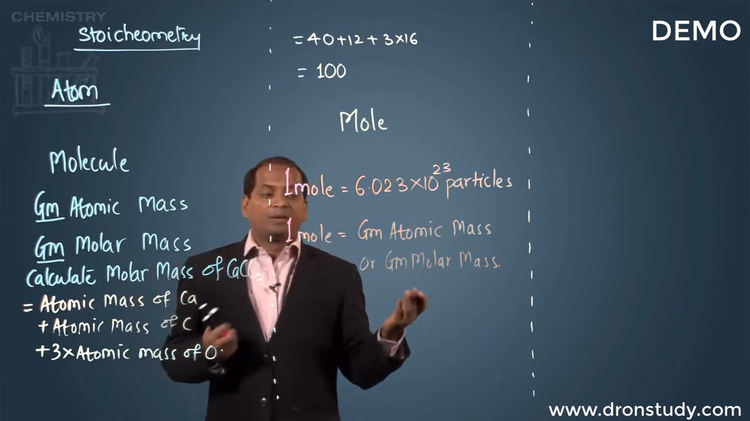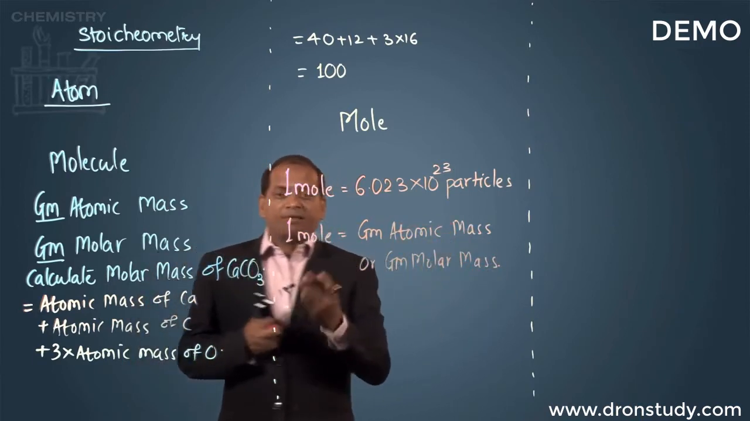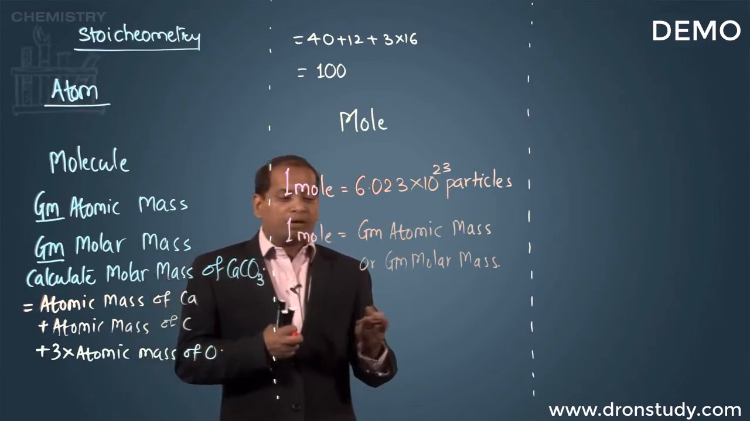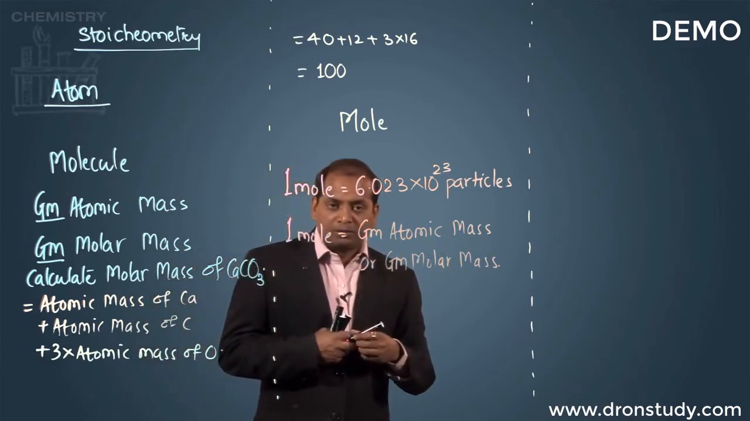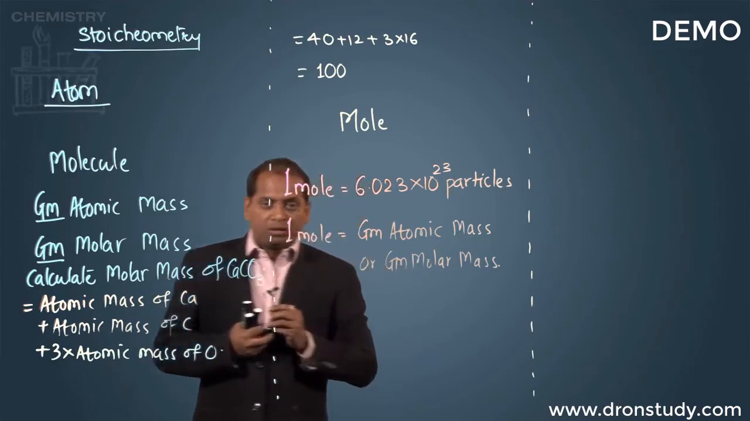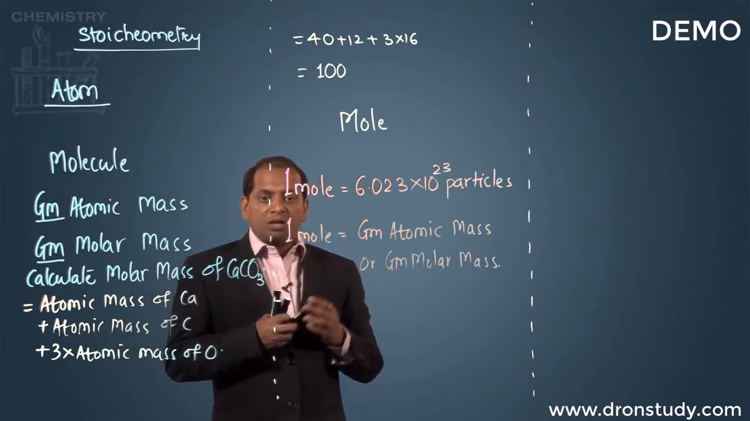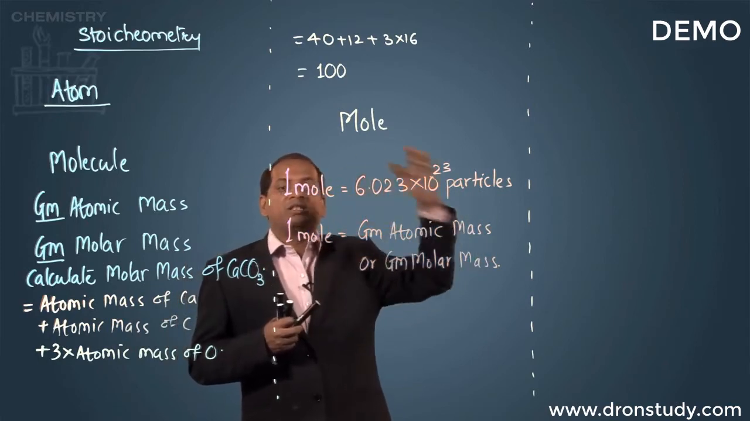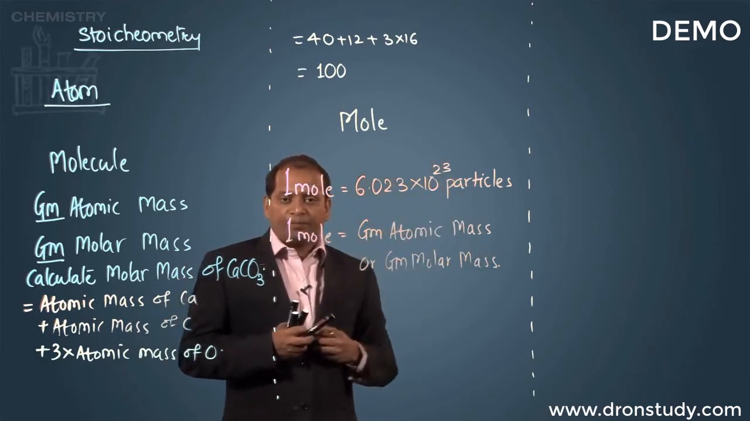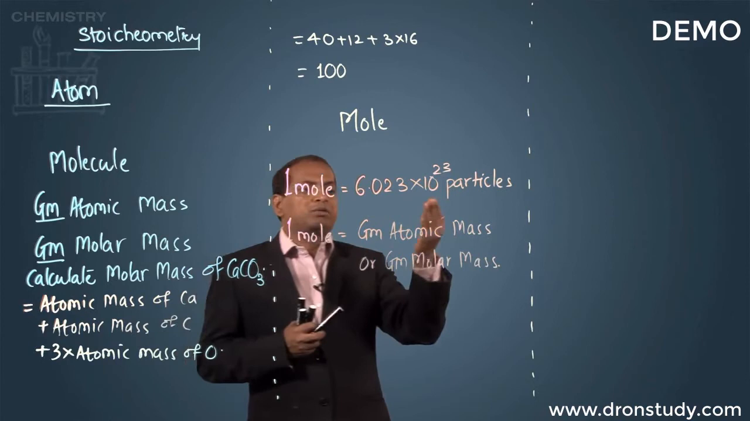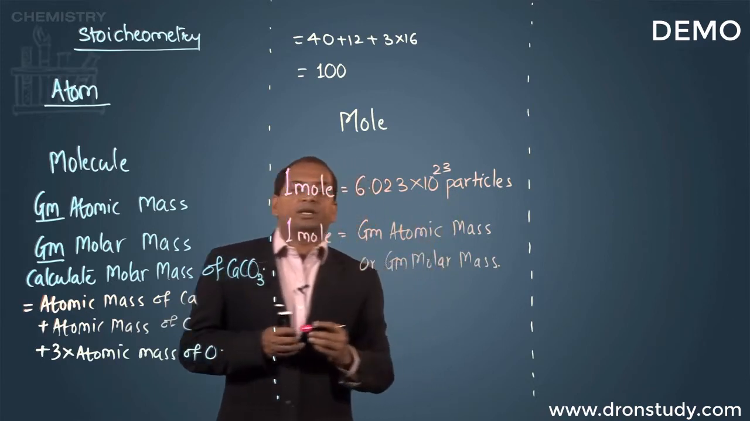If it is an element, we can say gram atomic mass. If we are expressing it for a compound, it is gram molar mass. So how can we determine the number of moles? By using this definition, which is the definition of a mole. 1 mole is equal to 6.023 into 10 raised to 23 particles.